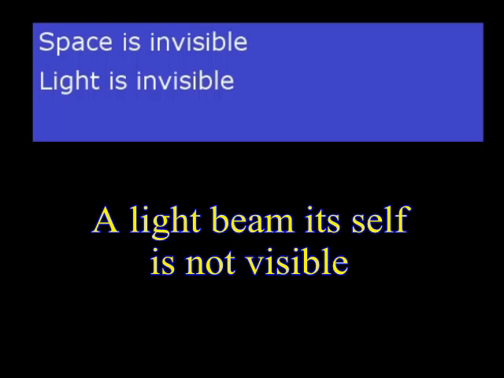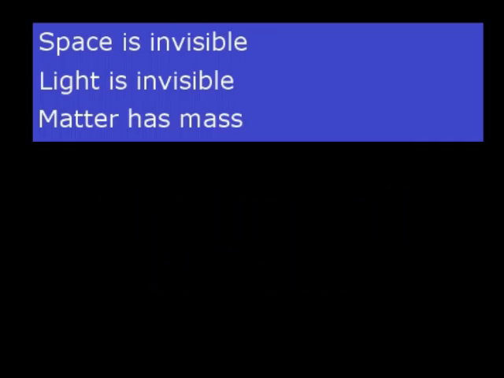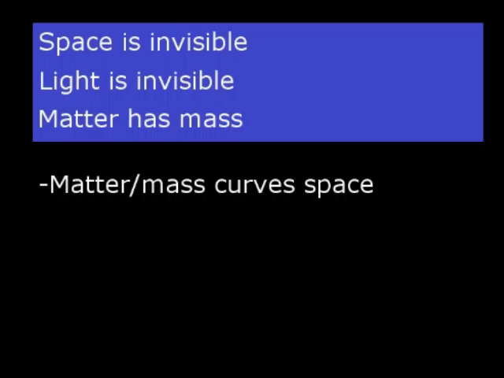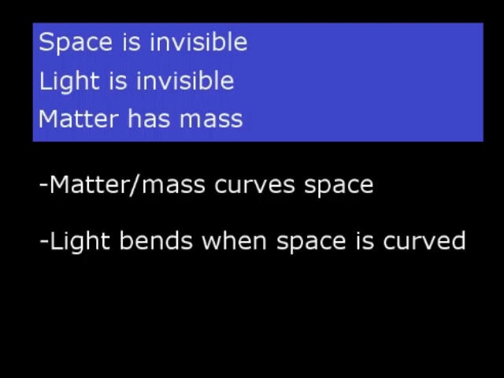Okay, I'm going to break this down so we can make sure we understand what it is that he's talking about. So let's review these terms. Space is invisible. Light is invisible. Matter has mass. Okay, now you have to understand all these. Moving on. He states that matter curves space. He also says that light bends when space is curved. Okay? Does everybody understand that?